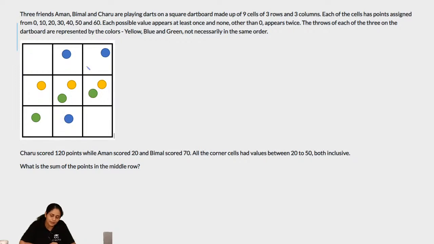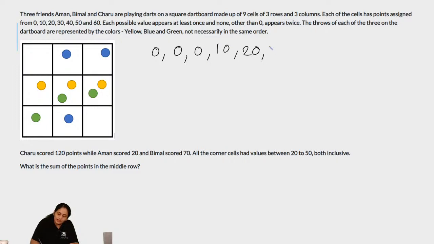Each possible value appears at least once and none other than 0 appears twice or more than once. So in this case, basically just remember that the phrasing should have been that each one appears exactly once and 0 appears more than once. So just remember that 10, 20, 30, 40, 50, 60 appear once and 0 appears thrice in this case. So just think of it that you have to essentially put 0, 0, 0 and 10, 20, 30, 40, 50 and 60 in these 9 cells as such.